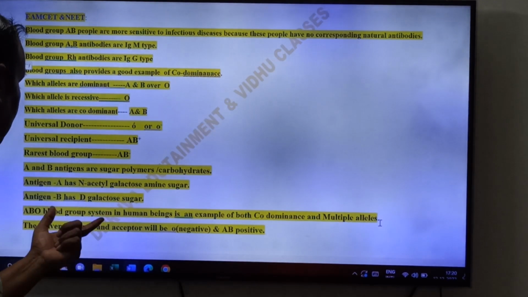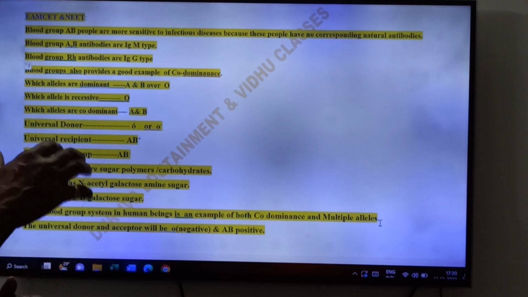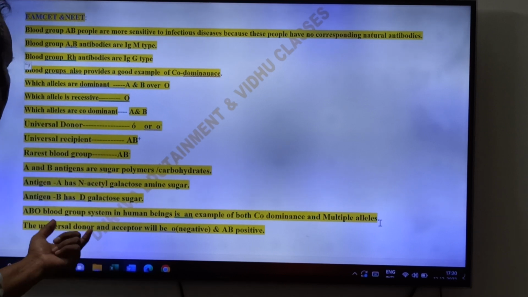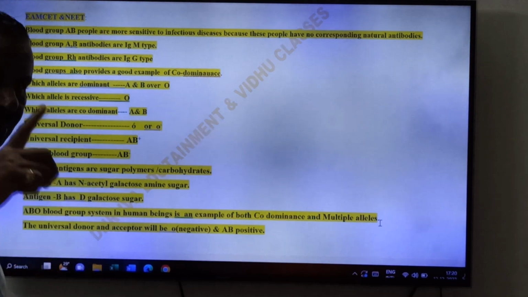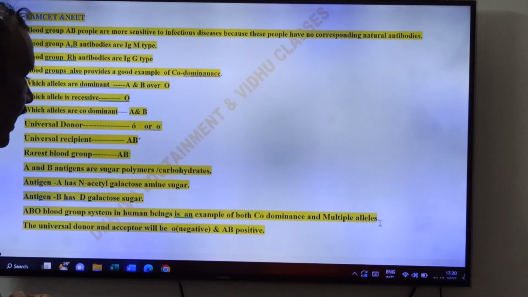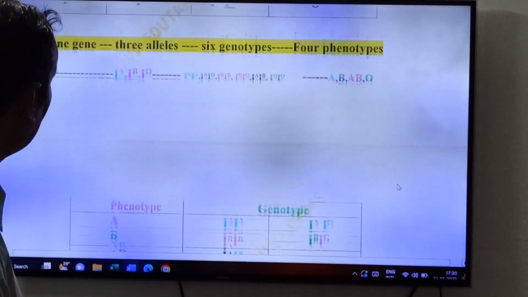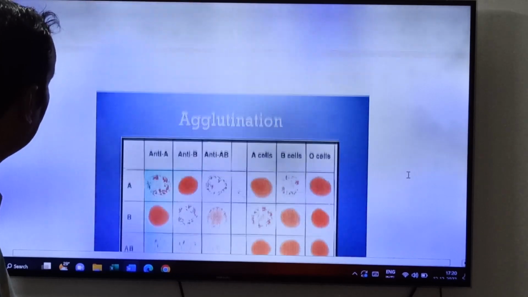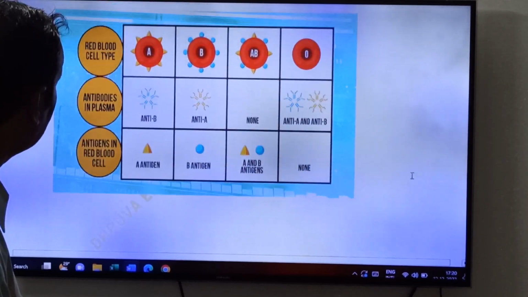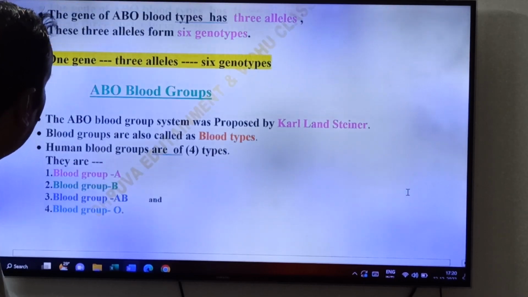D-galactose sugar. See friends, the ABO blood group system in human beings is an example of both codominance and multiple alleles. The universal donor and acceptor will be O negative and AB positive. You know friends, universal donor is O negative, universal recipient is AB positive friends. Okay friends, this is about multiple alleles. Very, very important friends for IPE, NEET and MSET friends.